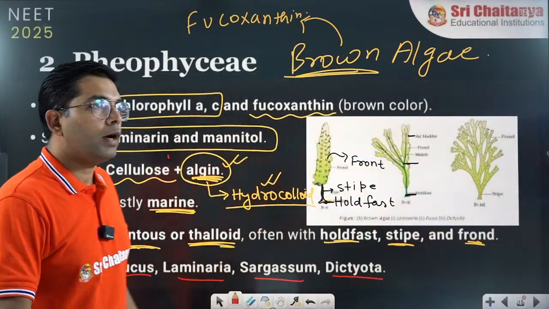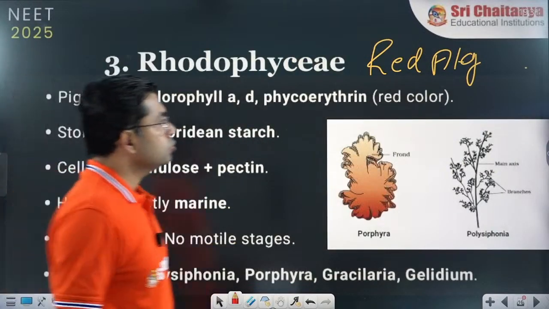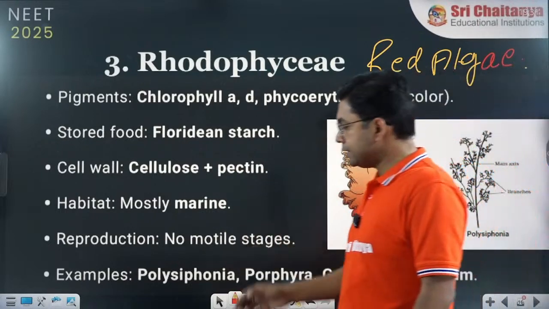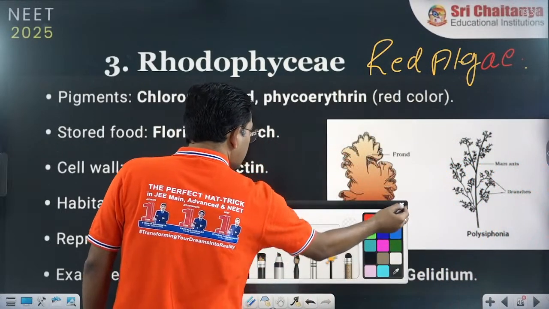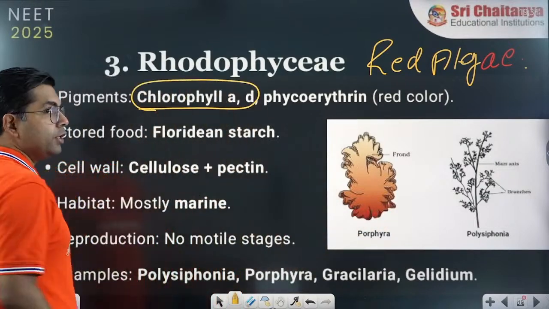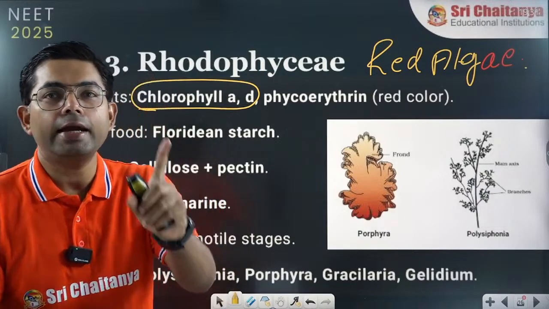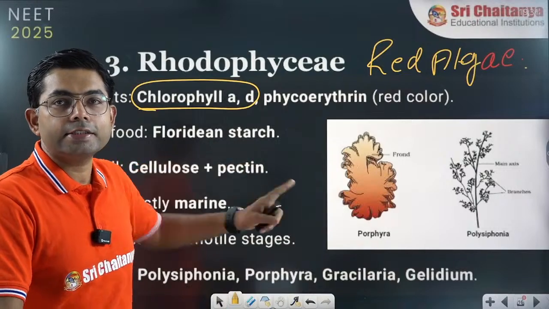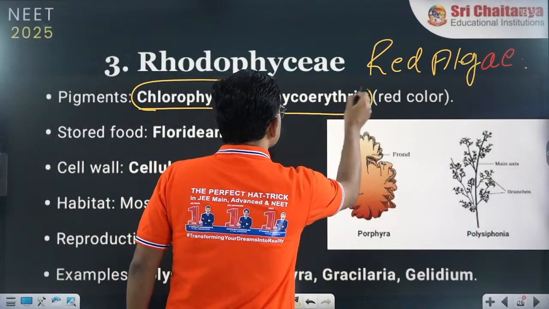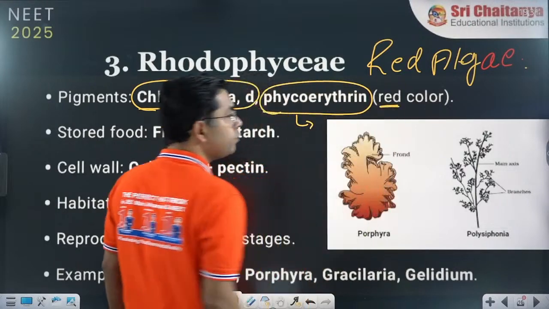So now let's move ahead to the last type of algae, that is the red algae. So red algae, here let's see the pigment. The pigment of red algae is chlorophyll A and D. So in green algae it was A and B, in brown algae it was A and C, and in red algae it is A and D. Why is it red? It is red because of the pigment phycoerythrin. It is responsible for red color.